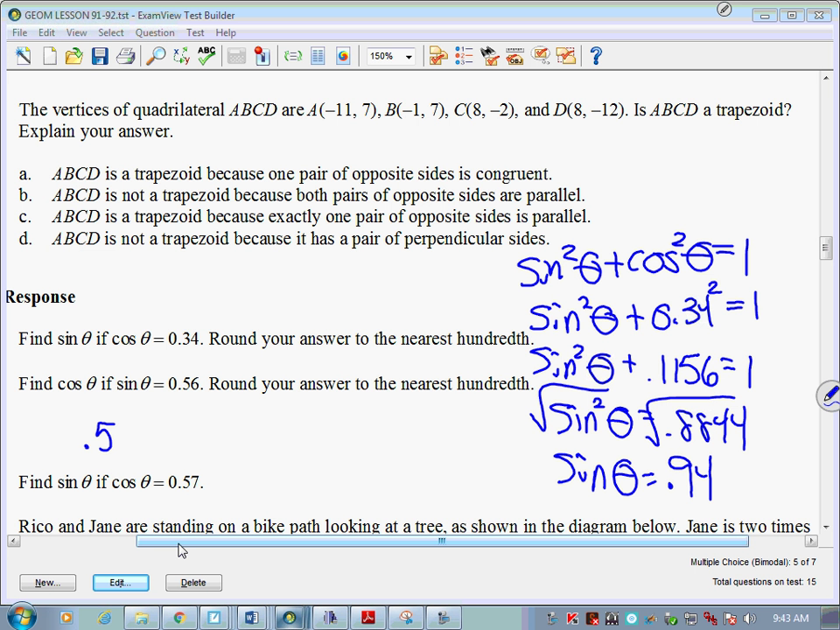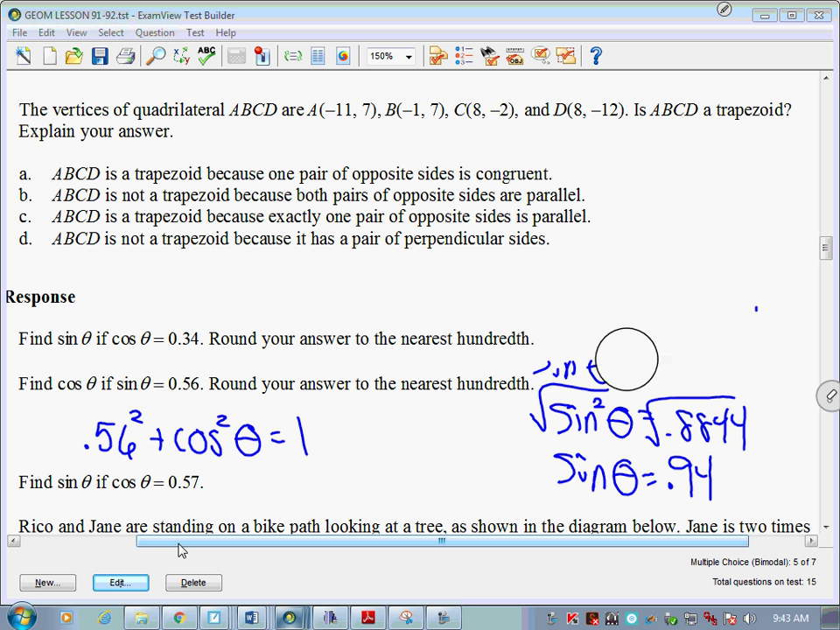For instance, find cosine theta if sine theta equals 0.56. What I'm going to do is 0.56 squared plus cosine squared theta equals 1, right? Find out what 0.56 squared is, subtract it from 1, then square root that answer. Okay? Let's keep working that out, just so we get the practice of trying a different way.